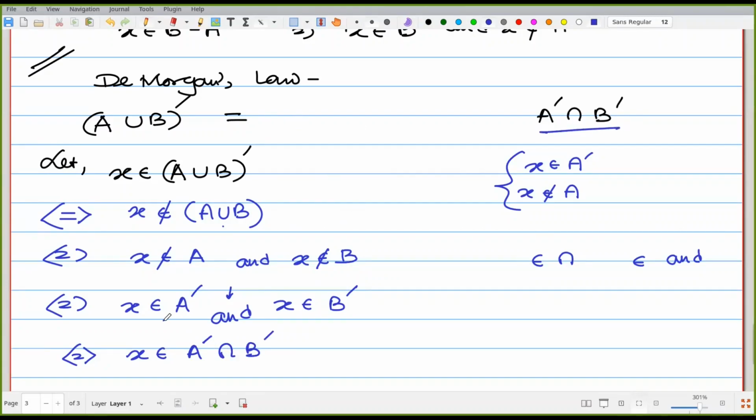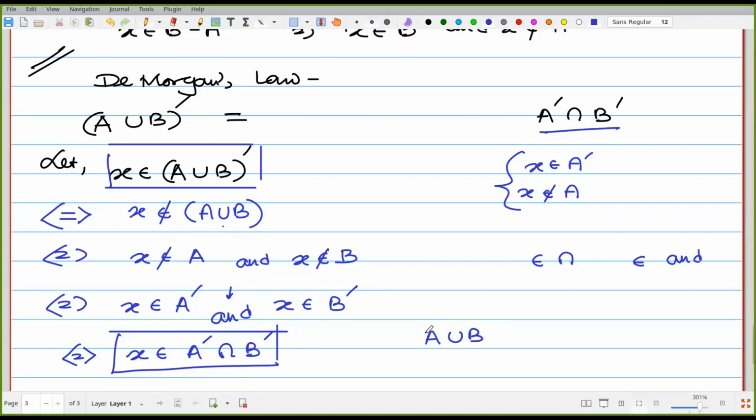So we are getting x, the same element which belongs to (A union B) complement, that belongs to A complement intersection B complement. So we may write (A union B) complement is equal to A complement intersection B complement. That is the first one.